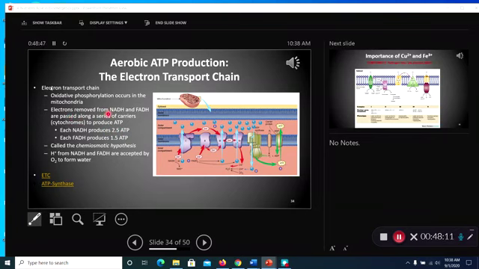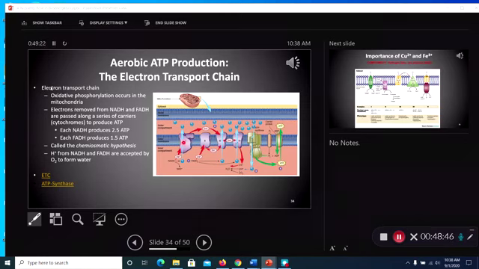Electrons are removed from NADH and FADH and are passed along a series of carriers to produce ATP. So here's NADH. It docks up with the first cytochrome. FADH docks up with the second cytochrome. Hopefully now you see why there's a difference in the number of ATP that can be produced. Because NADH docks up earlier in the cytochrome process, it is able to generate more ATP because it can build up more of a concentration gradient with these hydrogen ions.